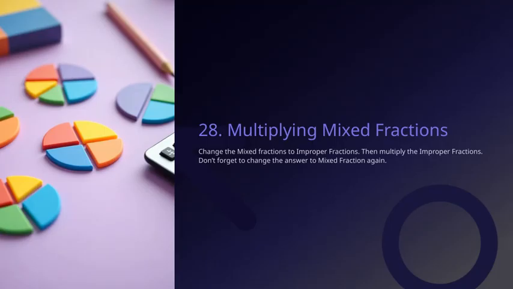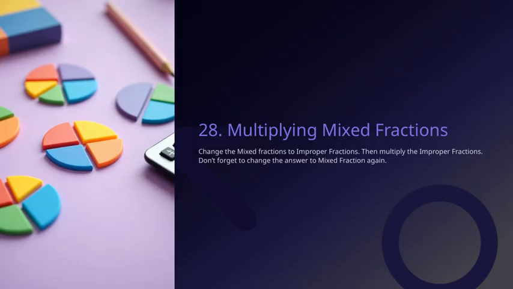All right, let's talk about multiplying mixed fractions. First, the key step is to change those mixed fractions into improper fractions. This makes the multiplication process much easier because we're working with a single type of fraction. Once you've converted both mixed numbers, you simply multiply the numerators together and the denominators together. Remember, this is the core of multiplying fractions, straightforward multiplication of the top and bottom parts.